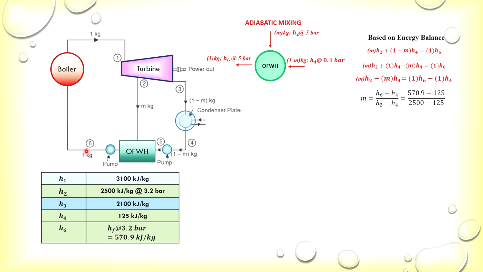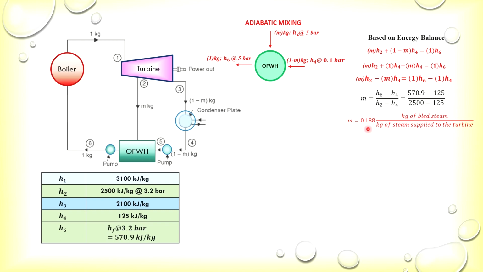The pressure here will be 3.2 bar and the enthalpy here is HF, saturated liquid. And we have 570.9 for H6. Okay, and then H4 we have 125, and then H2 we have 2500. So substitute everything, we will be able to find out the mass of bled steam per kg of steam that is supplied to the turbine.